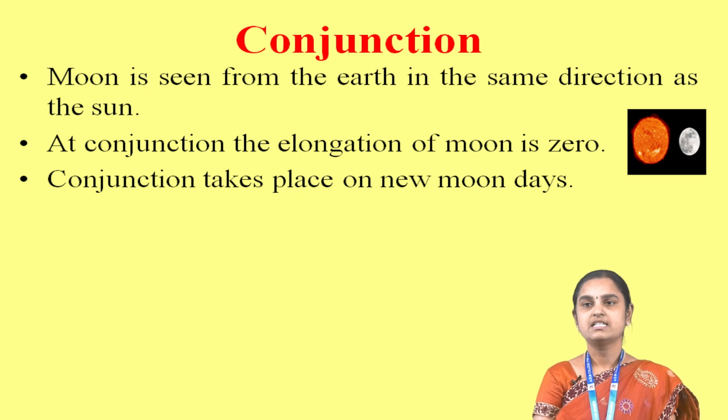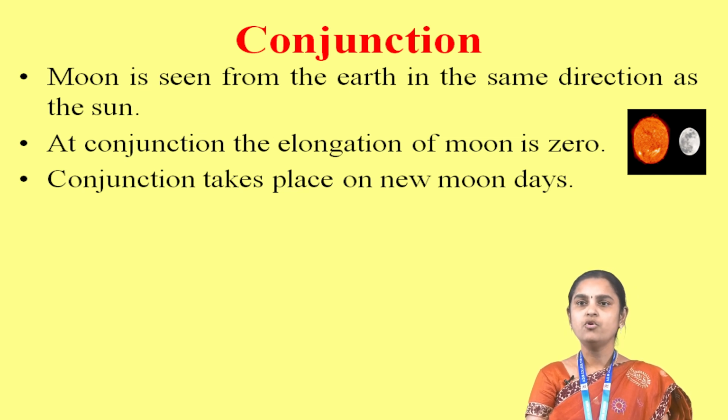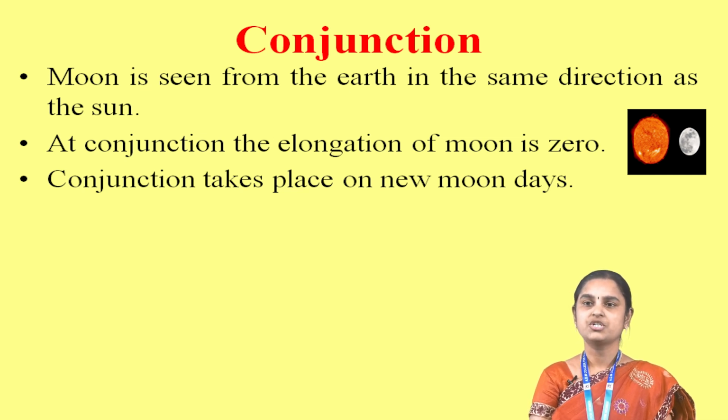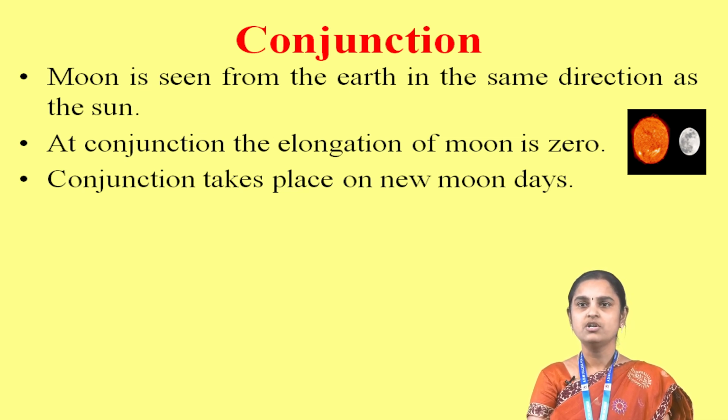Next definition: conjunction of moon. Moon is said to be in conjunction with the sun if it is seen from the earth in the same direction as the sun. At conjunction, the elongation of moon is 0 since it is in the same direction. Conjunction takes place on new moon days only.